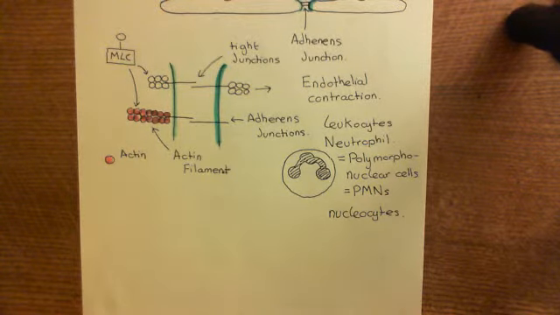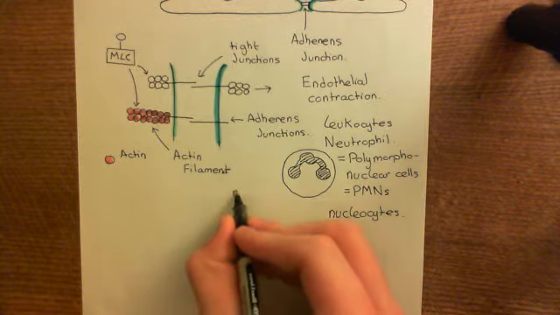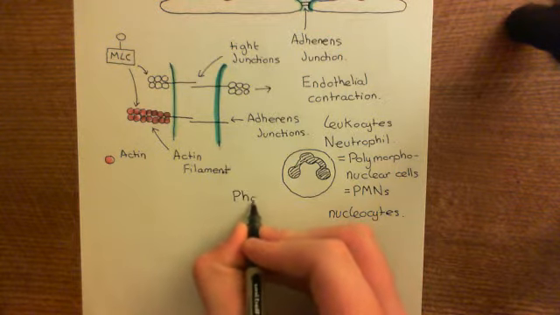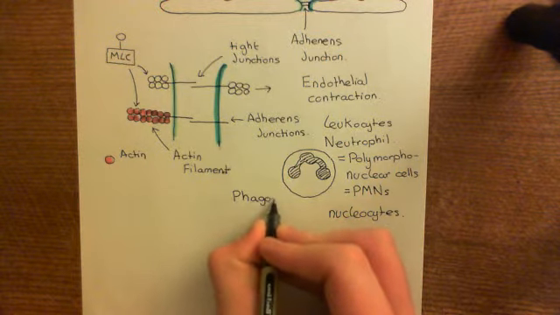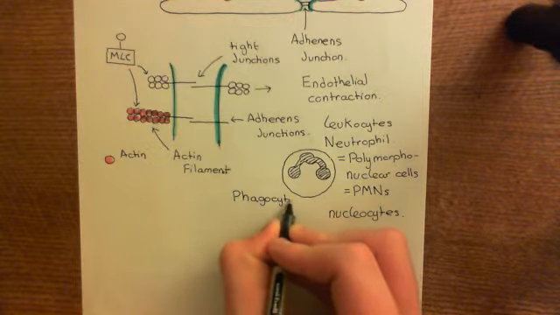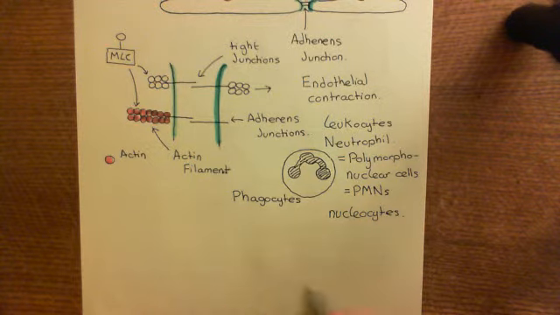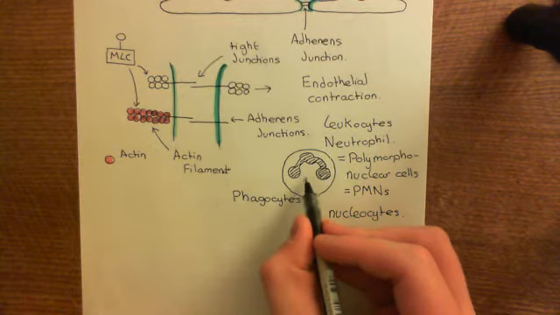Okay, so what we now want to look at is how type 1 endothelial cells are going to recruit these guys to the site of infection. And just before we start that, I should tell you what the neutrophils will do once they're there. Basically, they are phagocytes. So once they get there, they will start phagocytosing the Staphylococcus aureus. They'll start taking them into their cytoplasm.